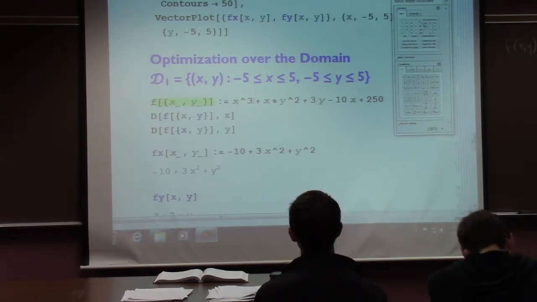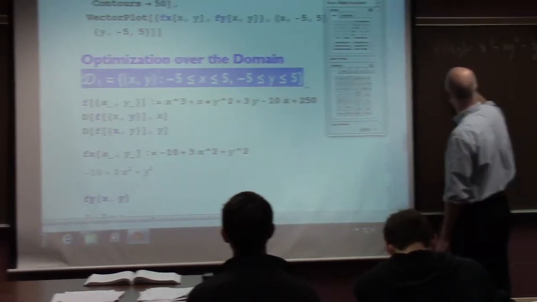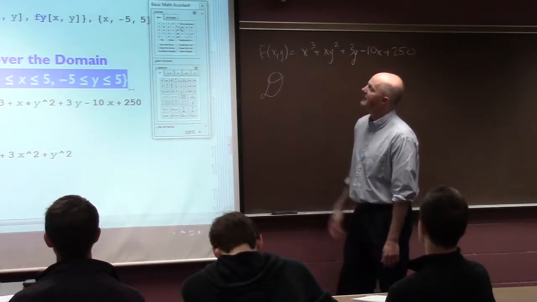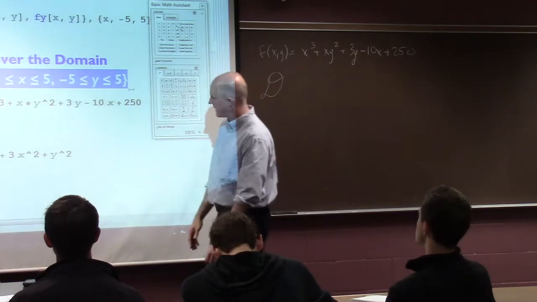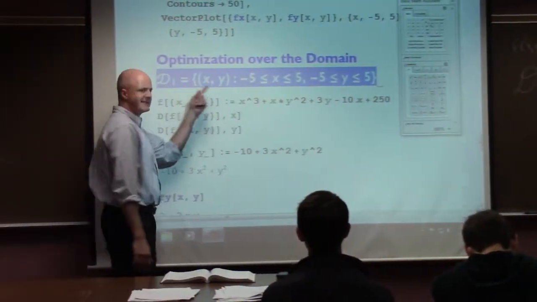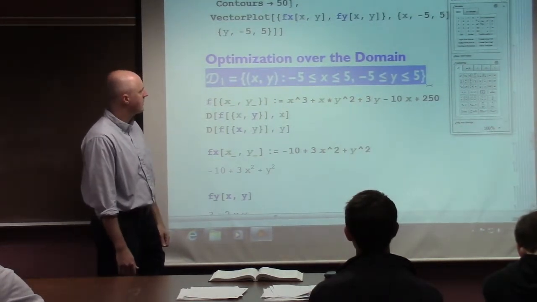The first domain we're going to consider is this domain right here. I'm calling it D1. And oftentimes in this class when we're talking about domains, I'm going to use a cursive D. D1 because it's going to be the first domain we're going to consider. This is called set builder notation. I don't know that I've talked about that much in class before.